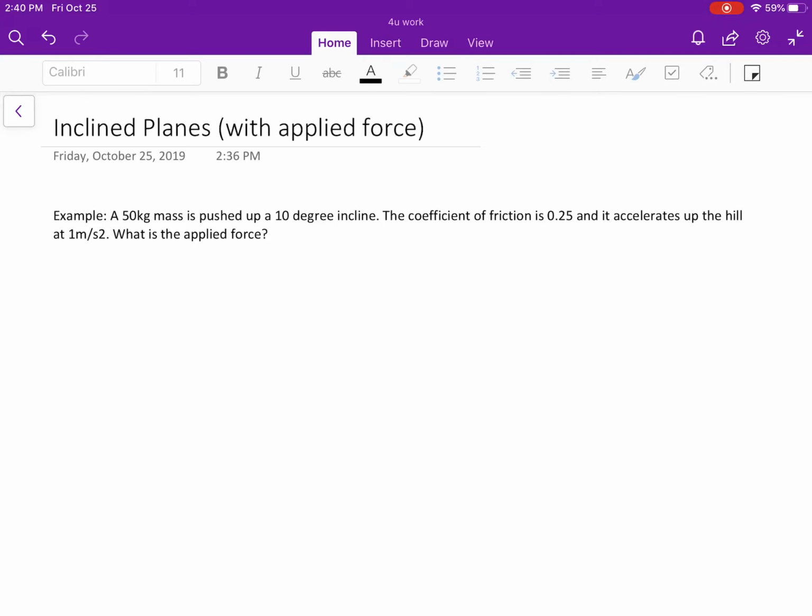Kind of a classic incline plane question. This one though, we're pushing it to get it to accelerate up the hill. So read it over. We've got a 50 kilogram mass. It's a 10-degree incline. There's some friction to contend with, and it's accelerating up the hill.